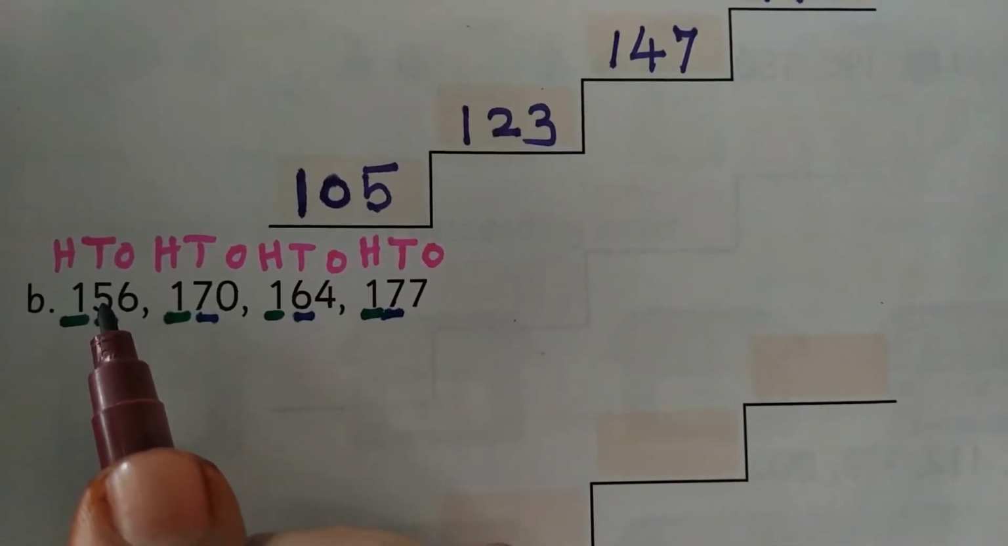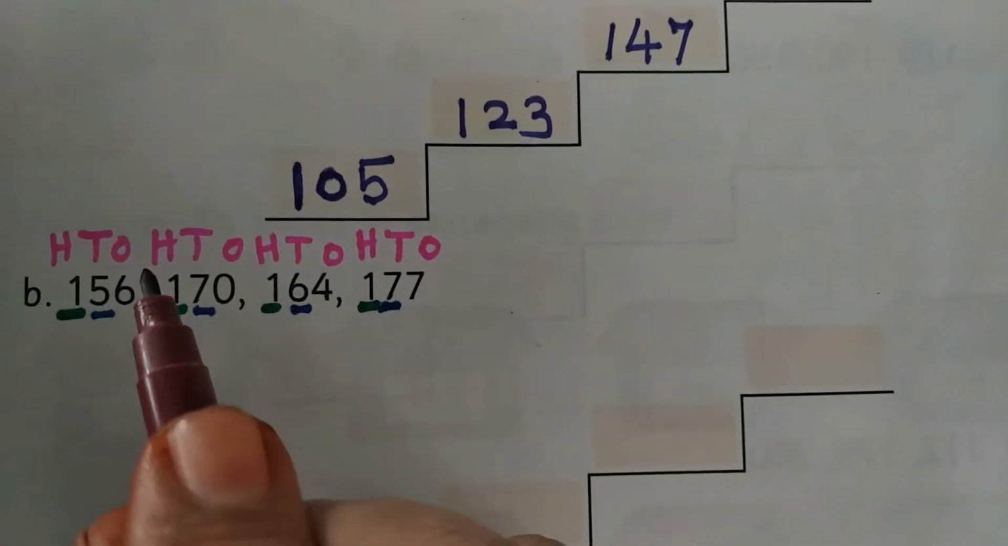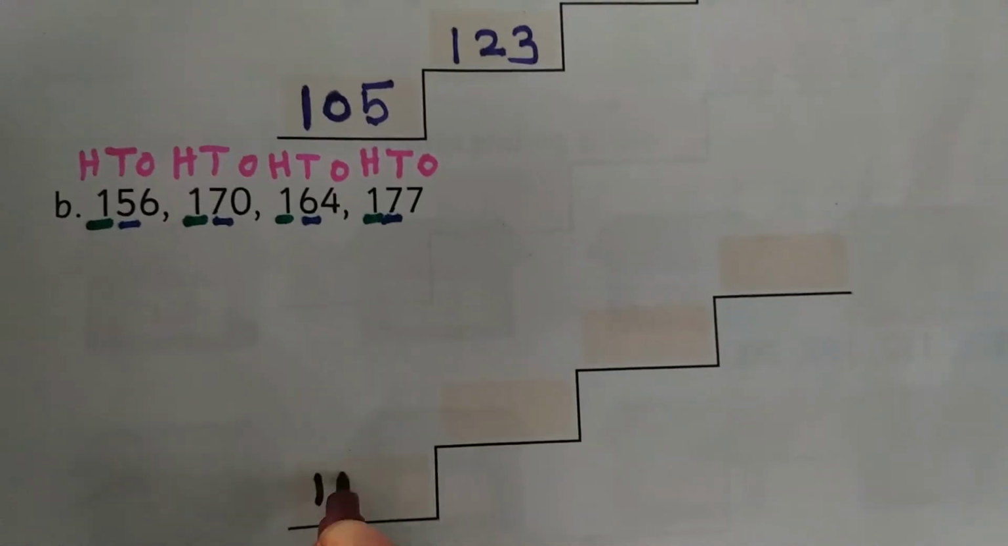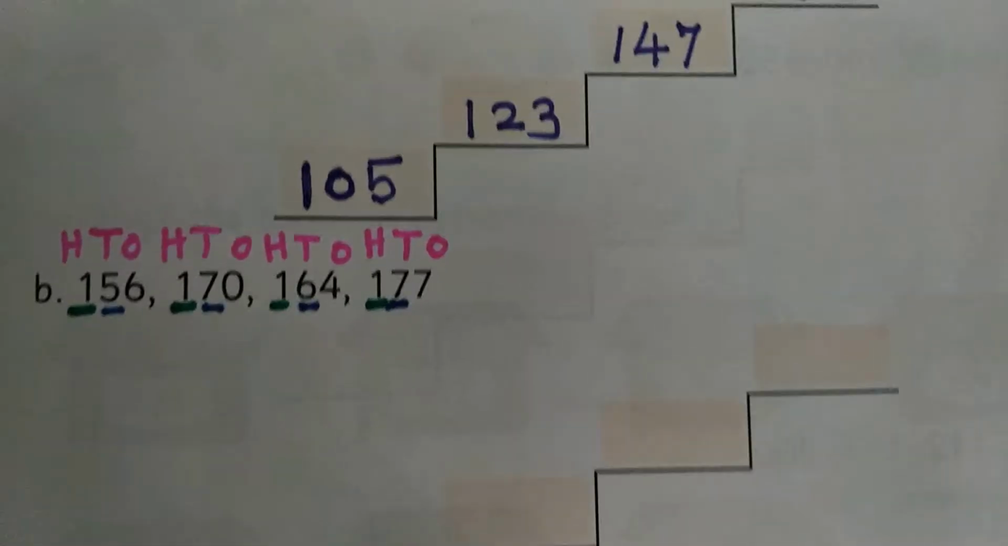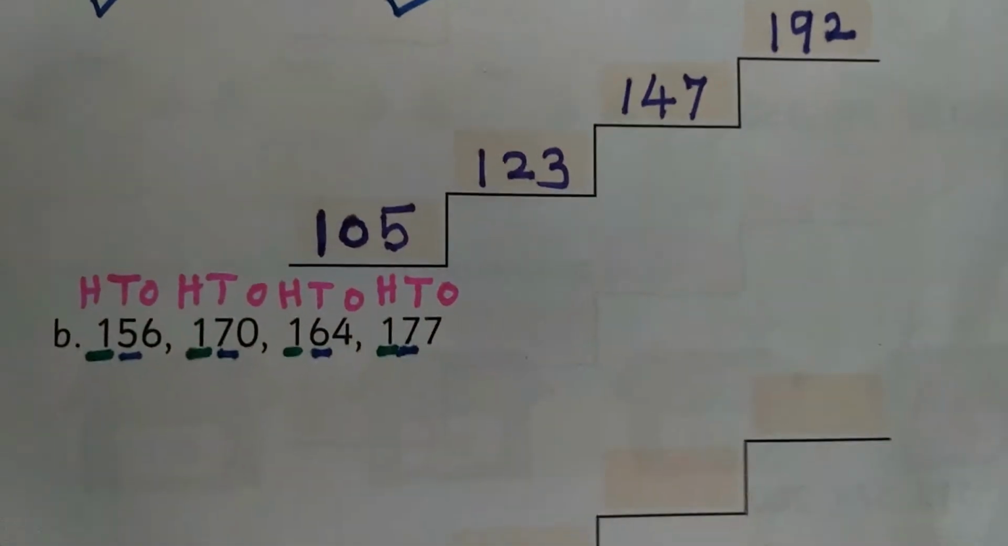Yes, the first number we have only 5 tens. So that is the smallest number. So you want to take and write here 156. Okay children, next see the second sum.